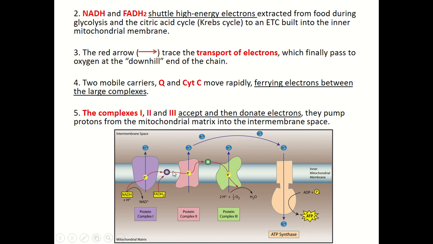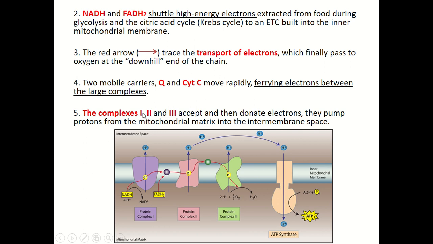Next, these two mobile carriers, ubiquinone or coenzyme Q and cytochrome C, move very rapidly, transporting or ferrying the electrons between large complexes. Ubiquinone transfers electrons from protein complex 1 to the second complex and then the third complex. Meanwhile, cytochrome C transfers the electrons from protein complex 3 to protein complex 4, and this gives the electrons to the final electron acceptor, which is oxygen.